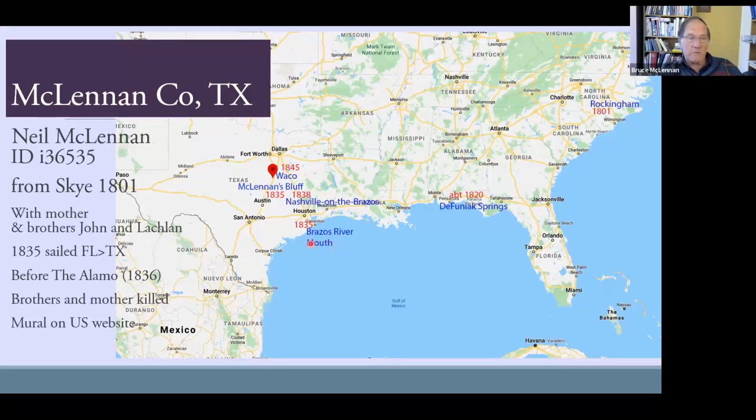But this is even before the Alamo, which, as we know, was not a win for the settlers. Santa Ana had the day, and so they were there even before the Alamo.